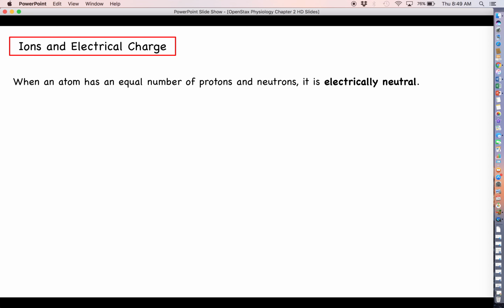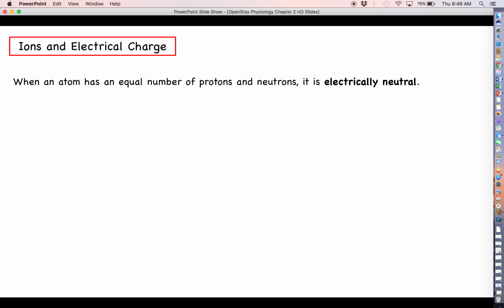What actually attracts the sodium and the chlorine to one another? Well, let's go backwards a little bit and consider something else. Before that electron transfer occurred, while sodium still had 1 valence electron and chlorine still had 7, each one of those atoms was what we would call electrically neutral, meaning that those atoms have an equal number of protons and electrons.